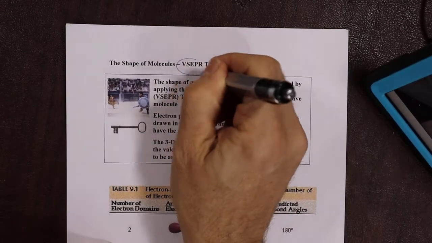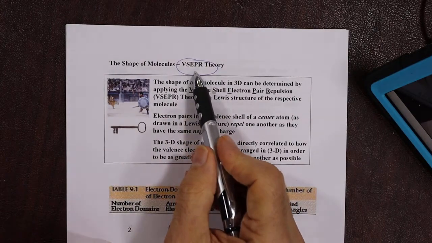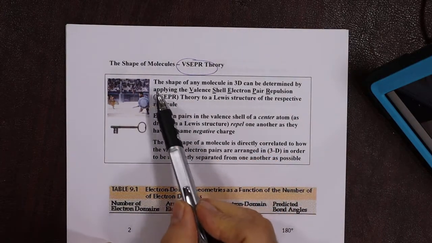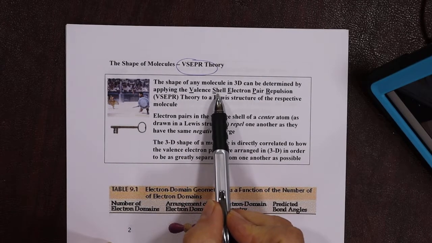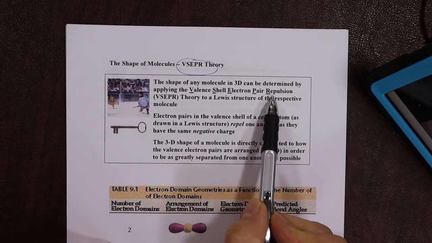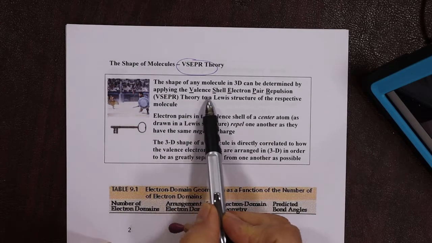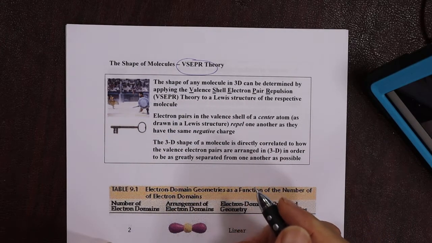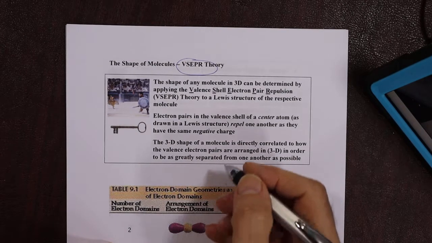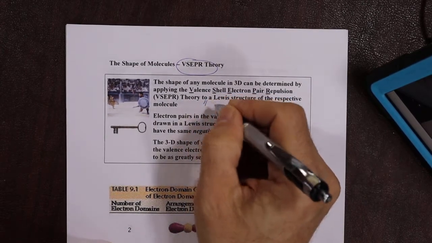The theory that governs shape is called VSEPR, which is kind of a bit of a mouthful, and what it really stands for is V, valence, S, shell, electron pair repulsion theory, VSEPR, valence shell electron pair repulsion theory, which is kind of a mouthful, right? But I don't even call it that because it's very, very simple.